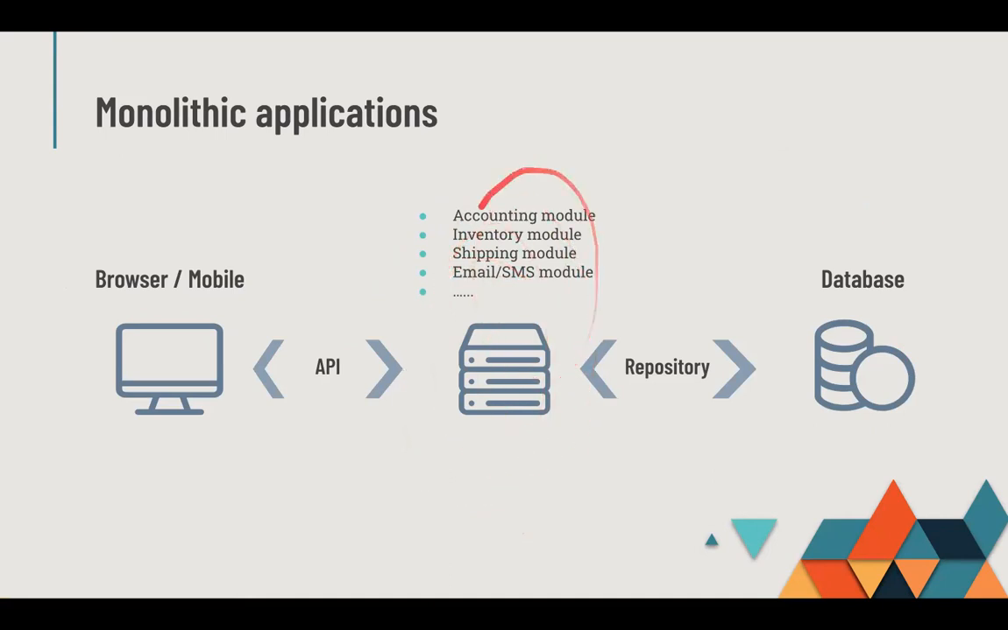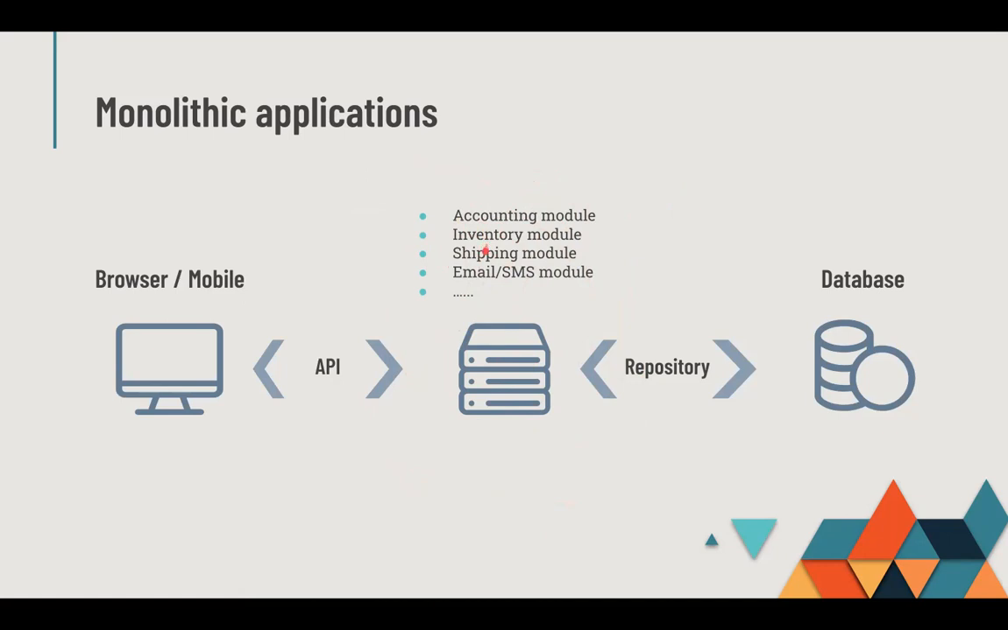That means we can have a clone of this application. We can have one or many, probably two or many instances, and using a load balancer, we can balance the request load. So in that scenario, when we do vertical scaling, we get a clone of this application. Since these are in one single code base, one single application, the accounting module, inventory module, shipping module, and email module will all be copied around.